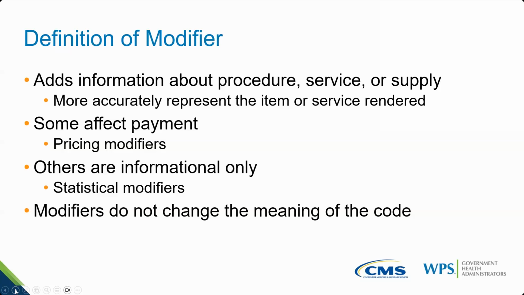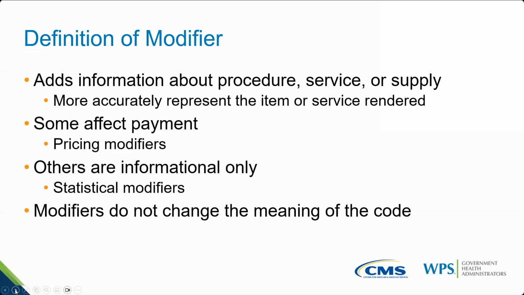And so that modifier, while the code for that diagnostic test would be the same, let's say the hospital's billing for the technical component and the physician is billing for the professional component. It could be when more than one provider performed the service or procedure. So part of the procedure was done by one physician and another part was done by another, and we need to separate that out. The system needs to know that to avoid it being seen as a duplicate. If more than one location was involved.